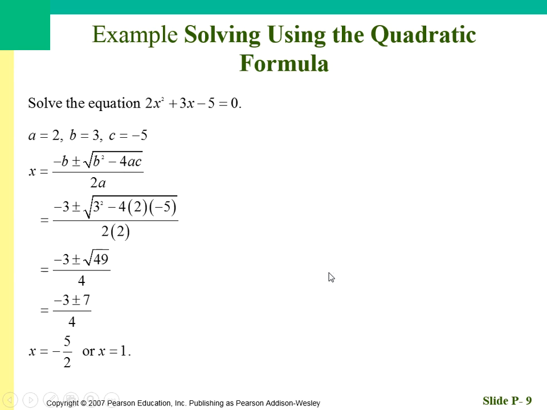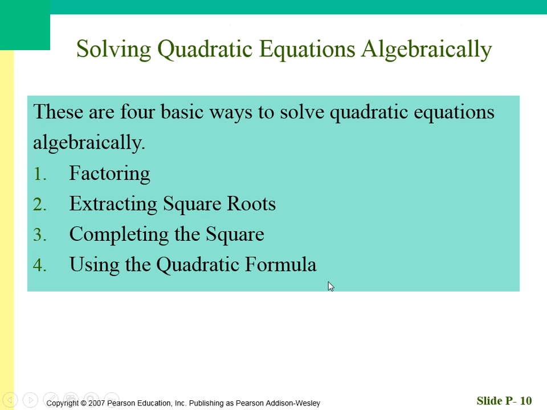So this means we now have a whole bunch of different ways to solve a quadratic equation algebraically. This doesn't even include the fact that we were solving them graphically yesterday. So there are 4 basic ways to solve quadratic equations algebraically. You can do it by factoring, which we did yesterday. You can do it by extracting the square roots, which we did yesterday. You can do it by completing the square, where we have that whole b over 2 squared thing happening, which we did today, and by using the quadratic formula, which we also did today.